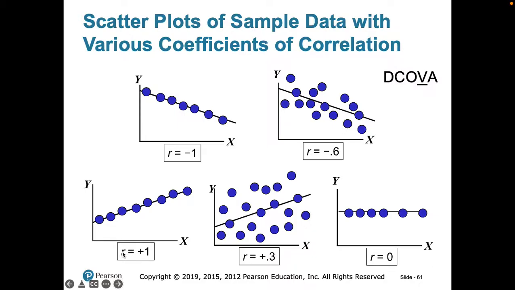On this one here, your correlation is positive 1, so that's why it's upward sloping, and all of the points fall perfectly in line with a line. With 0.3, you can see how the data is kind of spread out, but not too far out. And finally, when the coefficient of correlation is 0, in this case, you have a perfect horizontal line, and all of the points are there.